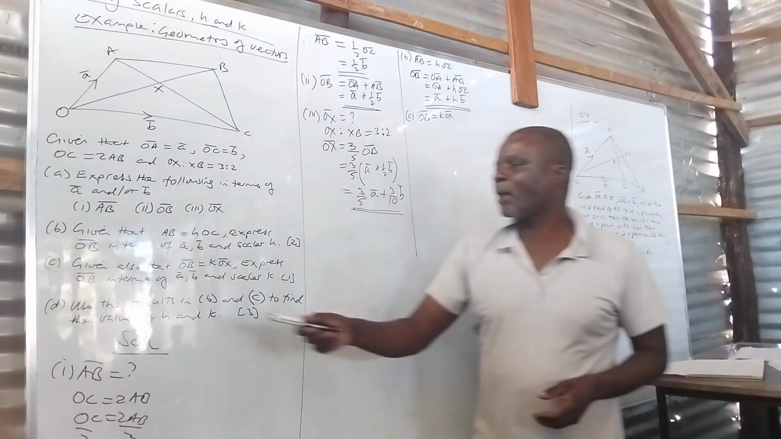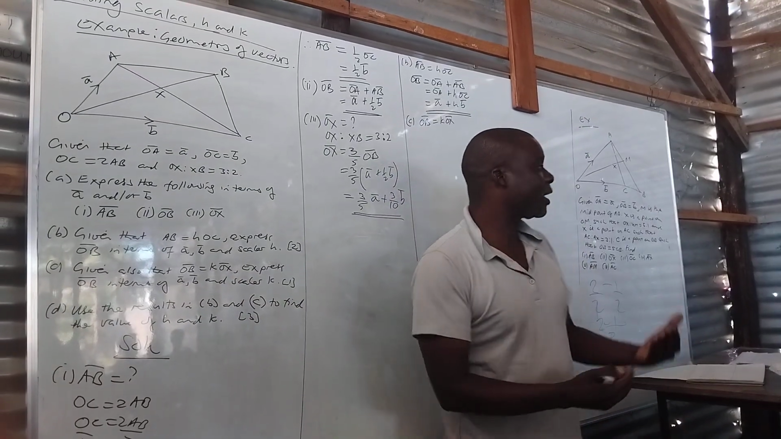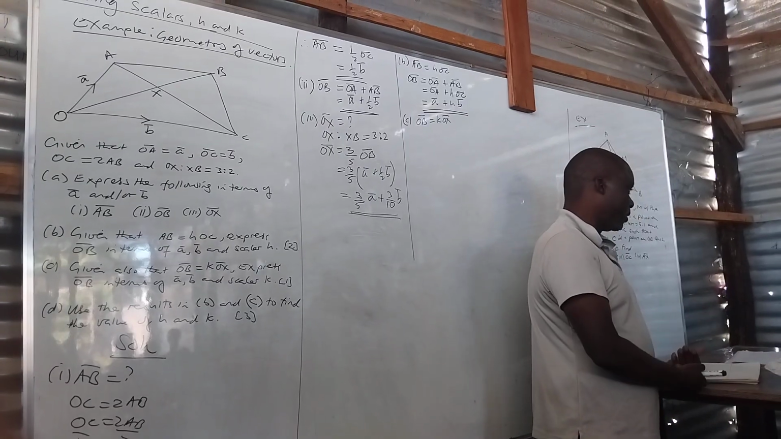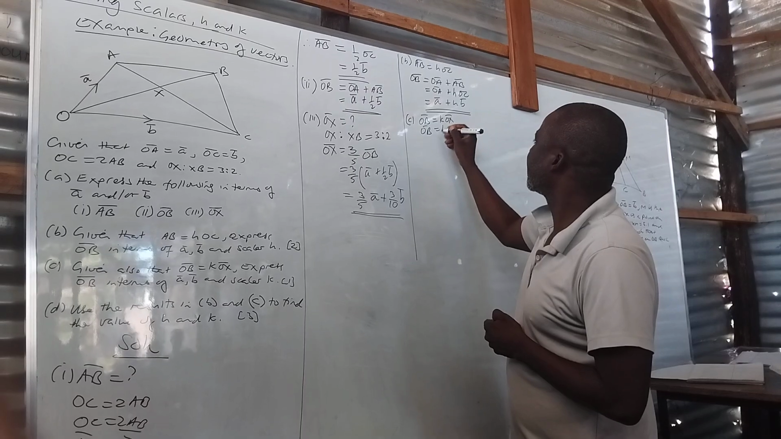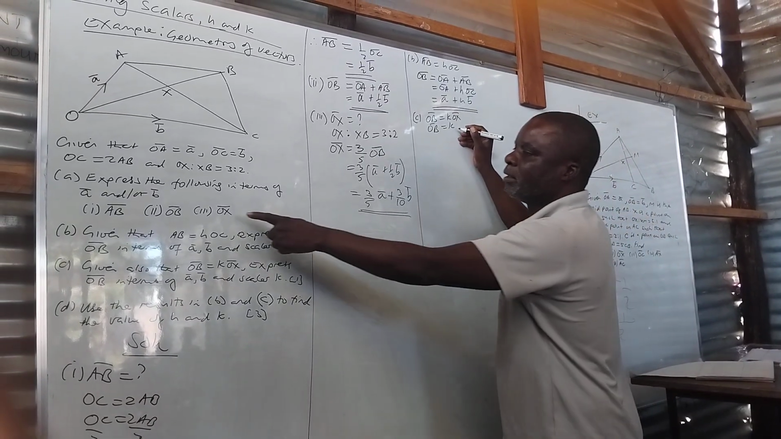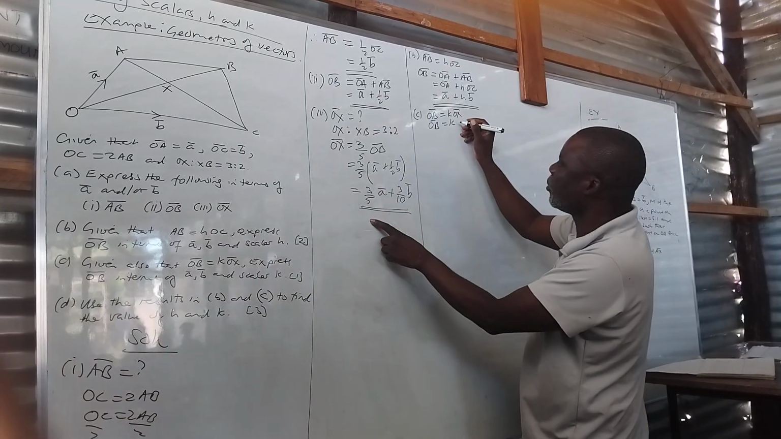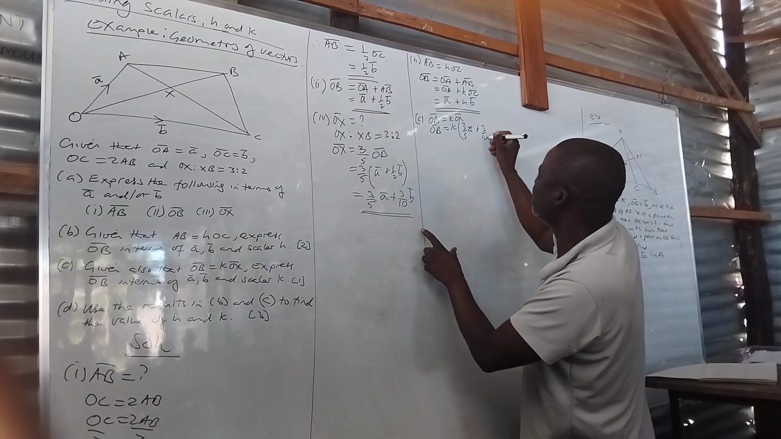What is the OB? We are given OB in part one, and so we simply substitute K. What is OX? We have OX in part one: 3 over 5 A plus 3 over 10 B.